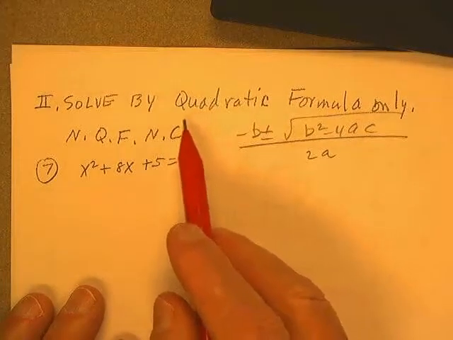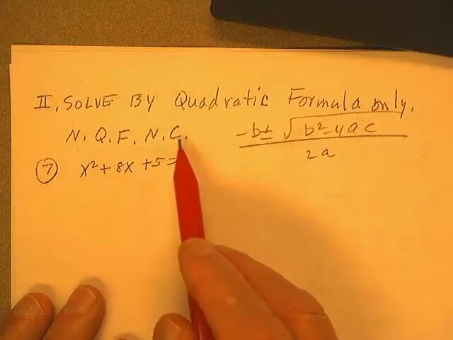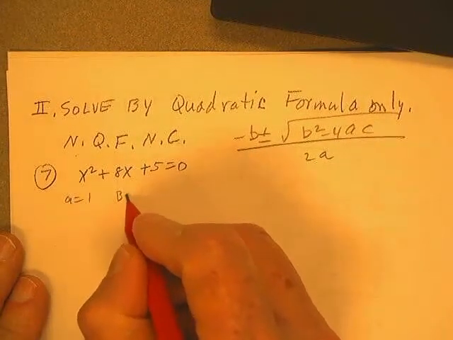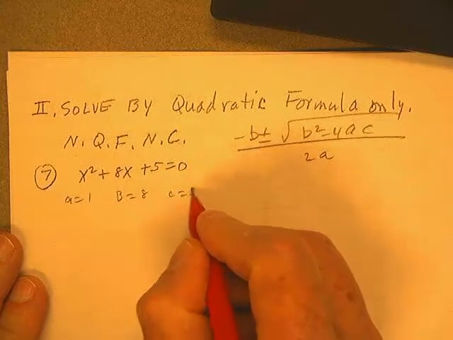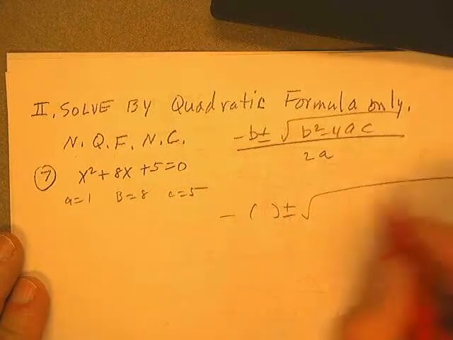Very good. We're switching over to the quadratic formula only. No quadratic formula, no credit. So you have to do quadratic formula on this. A is 1, B is 8, C is 5. So we want to do our formula here.